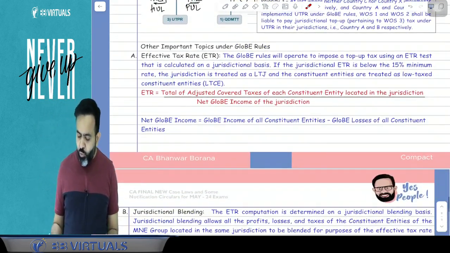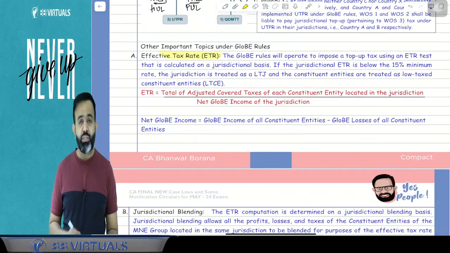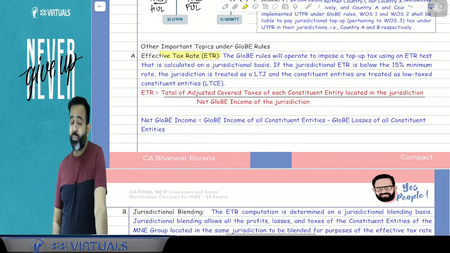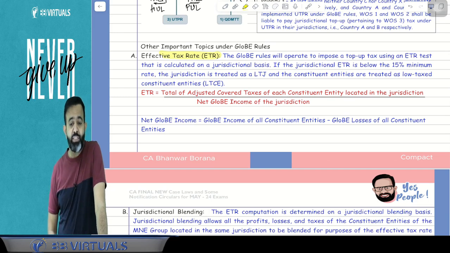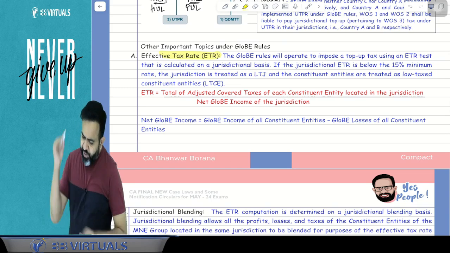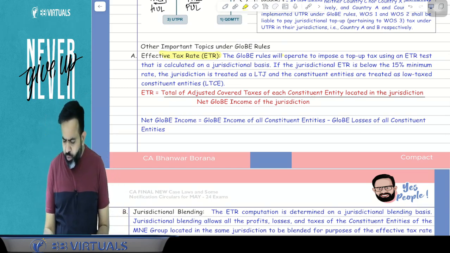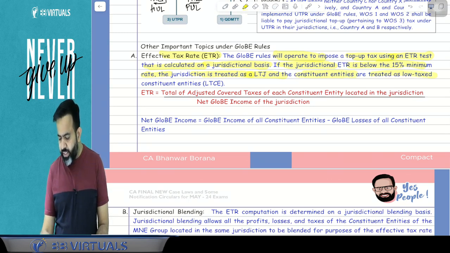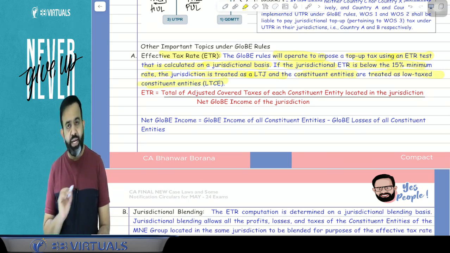Yes. Now guys, how will you calculate the effective tax rate? Because if your effective tax rate is below 15%, then only this GloBE rule is applicable. Here, the GloBE rule will operate to impose the top-up tax using the ETR test that is calculated on a jurisdictional basis. If the jurisdictional ETR is below the 15% minimum rate, the jurisdiction is treated as a low tax jurisdiction and the constituent entities are treated as low tax constituent entities.